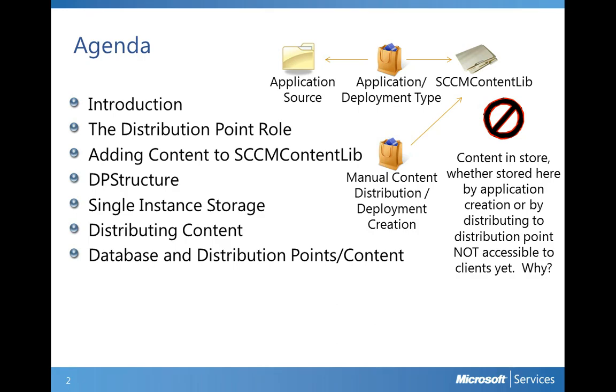The new SCCM content lib folder structure is built to allow for single instance storage. Again, we'll see that in some of the demos that we're going to go through. Specifically, that means if the content is already cached there one time and the same content is used again in maybe another source directory that has some similar files, we will simply put a pointer to the existing content rather than store it twice.